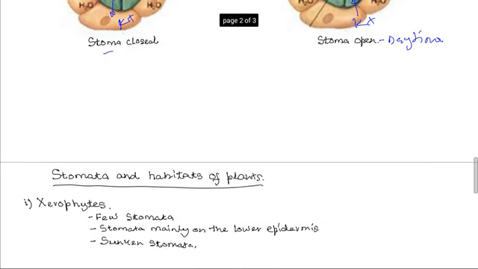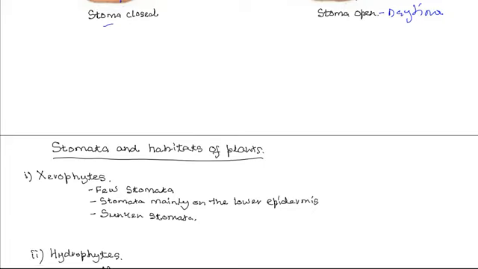Now, stomata, as we mentioned, is one of the most important structures in the plant when it comes to gaseous exchange. And also it is through the stomata that the internal structures of the plant, in particular the leaf, are exposed to the atmosphere.